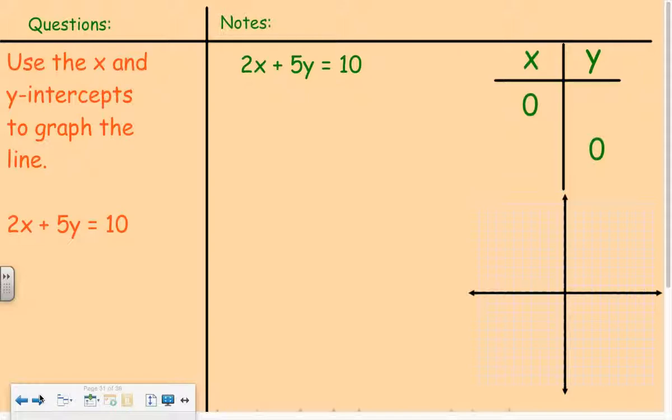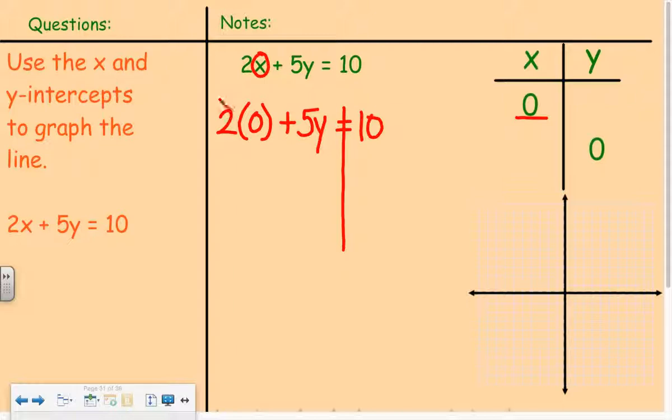So I have a table already made for you with the 2 zeros. Now remember that the intercepts always have a 0 in the coordinate point. So to get 2 dots to make a line for this graph, we're going to take 0, and since it's under the x column, we're going to plug it in for x. So 2 times 0 plus 5y equals 10.